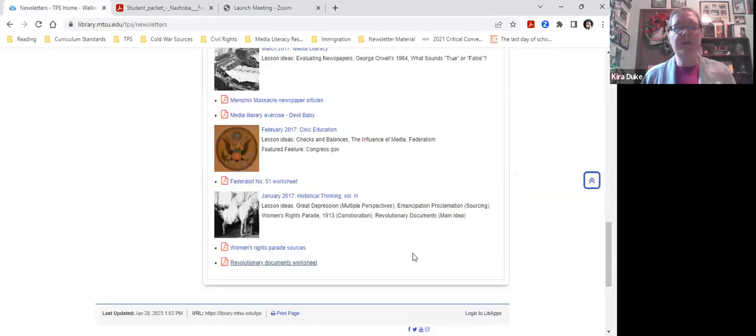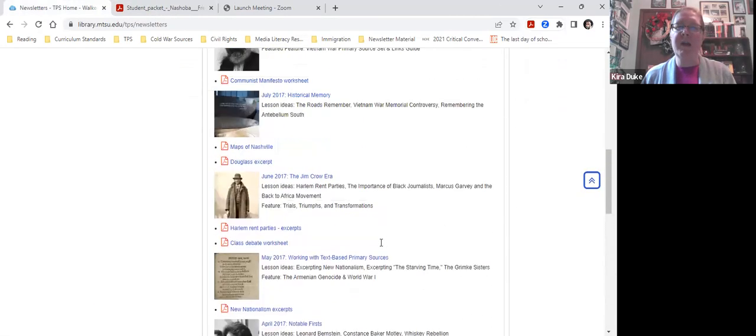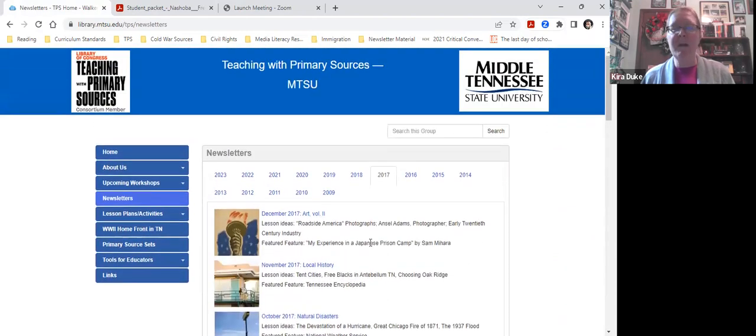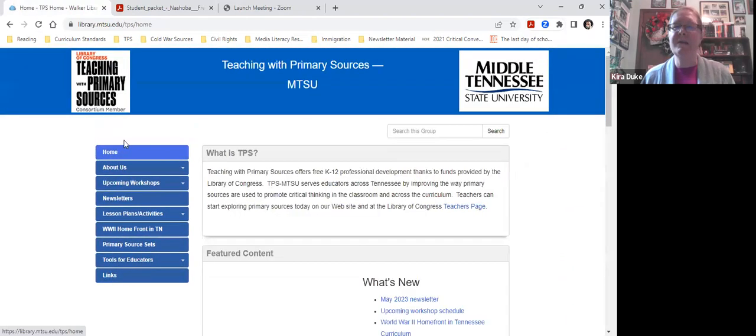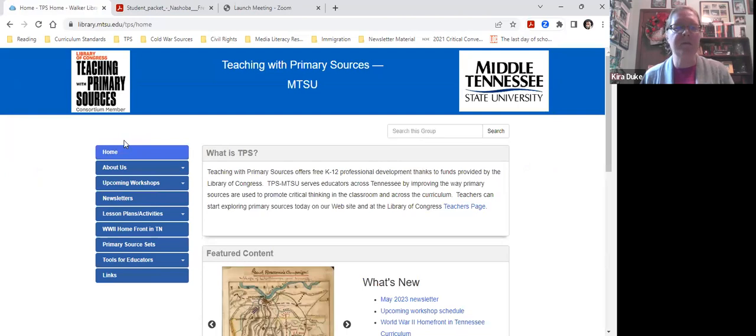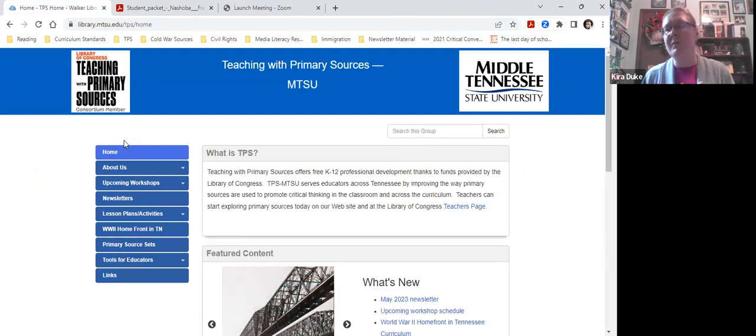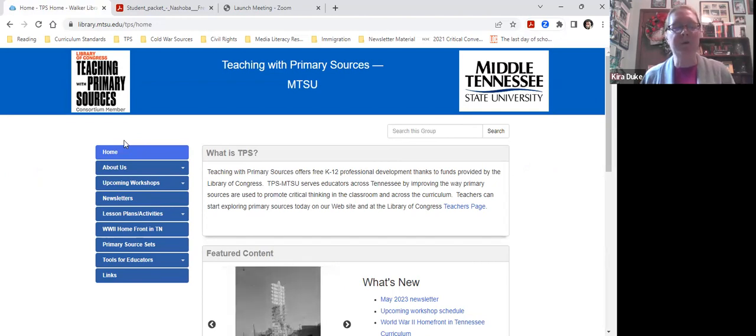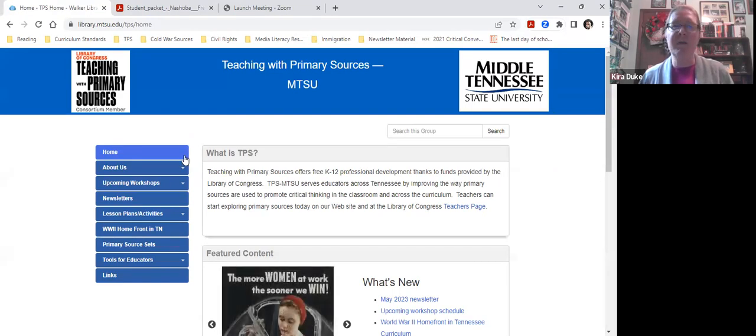So again, that is the newsletters. I really wanted to highlight these because there is some great material, great links to different primary source sets, featured primary sources that you can find in those newsletters. But because of the limitations of our search function, sometimes they get overlooked. So definitely you might want to take a look at some of those and see if you can find things that would be helpful going forward for you.